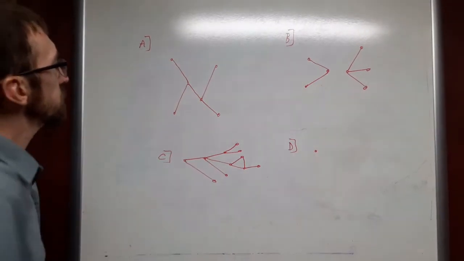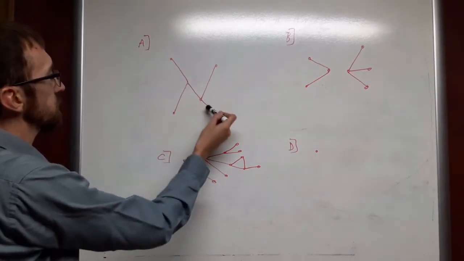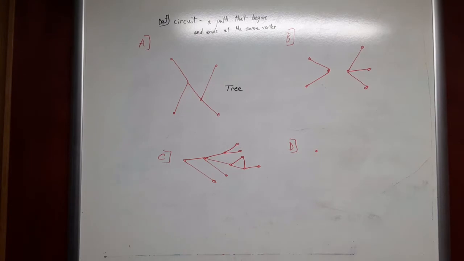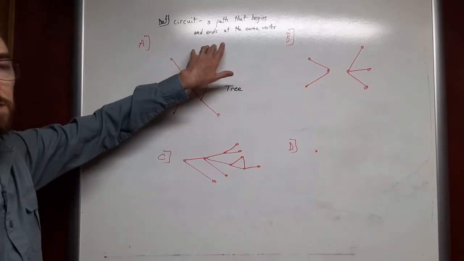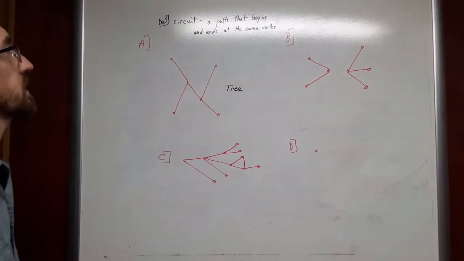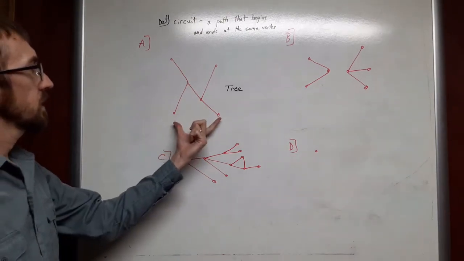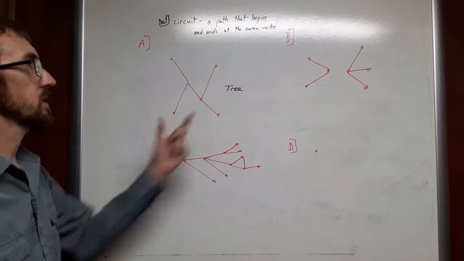Do we have any place where we can start at a vertex and go around and return to that vertex? As review, I have the definition of circuit here: it's a path that begins and ends at the same vertex. We don't have that here, and so this is a tree.